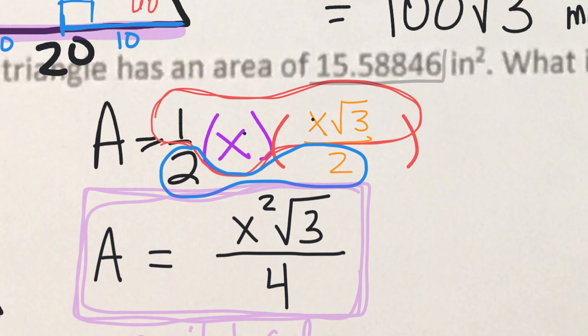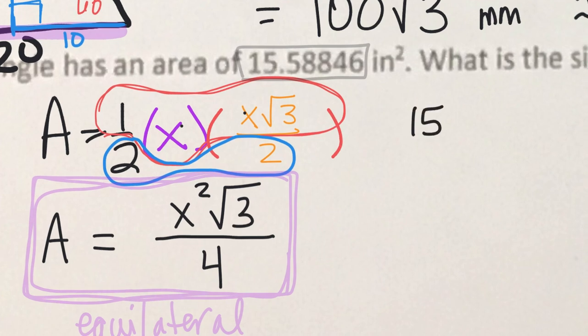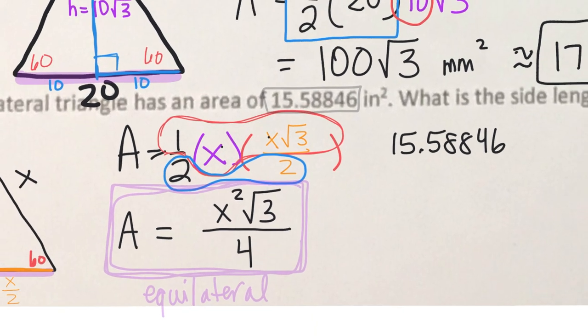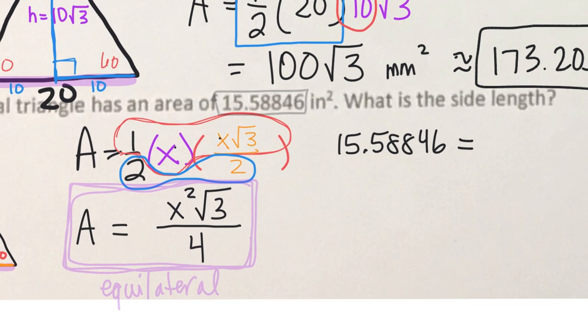We know the area is 15.588 something, something. So 15.58846. Right. Do all the decimals. Don't forget any decimals. Equals this formula: x squared times the square root of 3 divided by 4. You set the area equal to the formula, specific for an equilateral triangle.